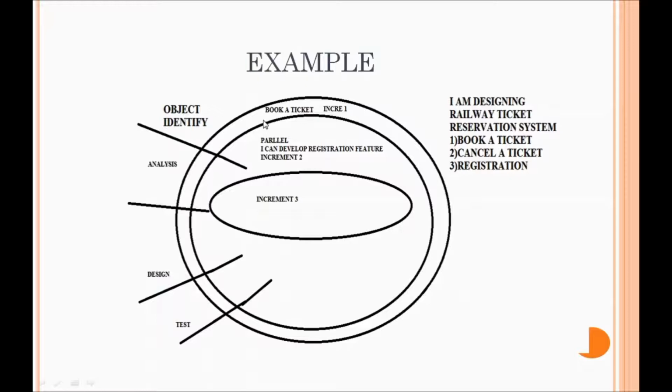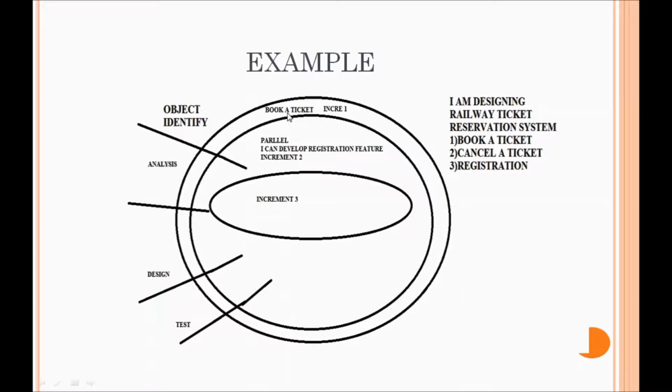Getting, guys? For the book a ticket feature, I am developing the first increment. Don't get confused. For that increment, I am collecting the objectives and requirements, I am doing the analysis, I am doing the design, and I am doing the testing. So this is increment 1. But in parallel, I can develop the registration feature also as increment 2.